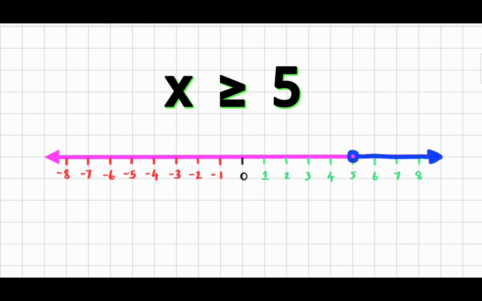If x were greater than or equal to 5, we would just fill in the circle. See? Now according to this, all the numbers greater than or equal to 5 make the inequality x greater than or equal to 5 true.